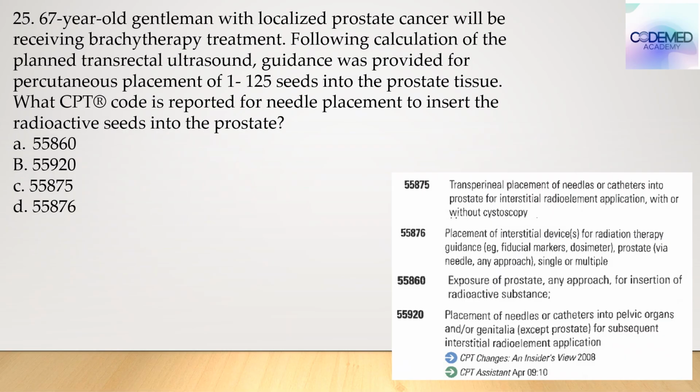So now let us take one question. A 67-year-old gentleman with a localized prostate cancer will be receiving brachytherapy treatment. Following calculation of the plan, transrectal ultrasound guidance was provided for the percutaneous placement of the I-125 seeds into the prostate tissue. What CPT code is reported for a needle placement to insert the radioactive seed into the prostate?